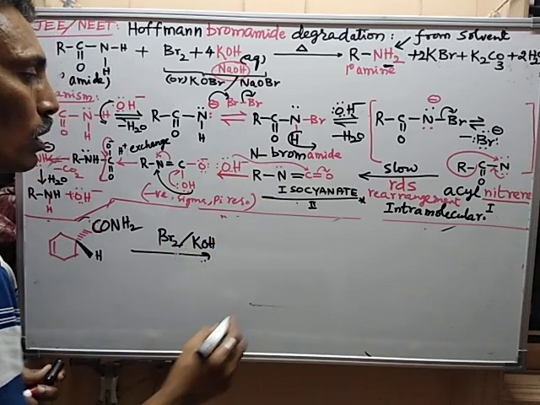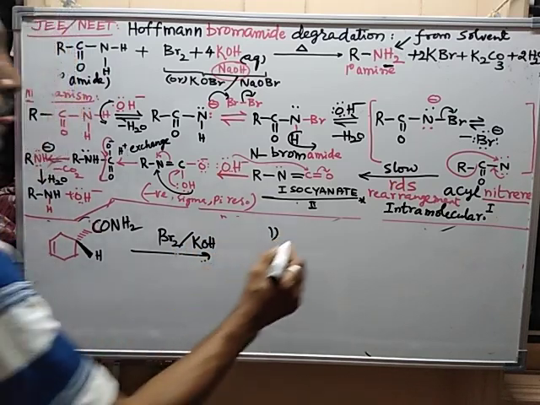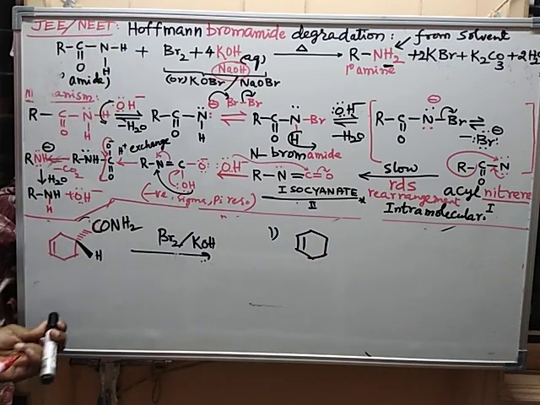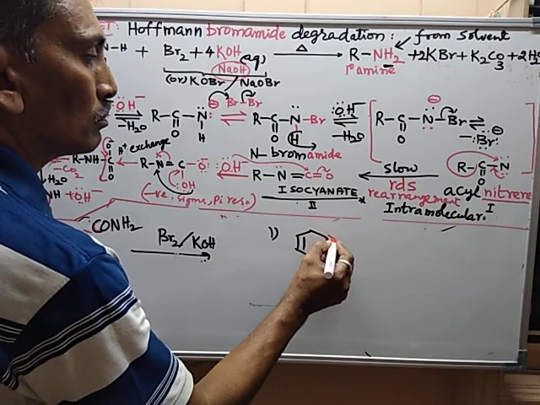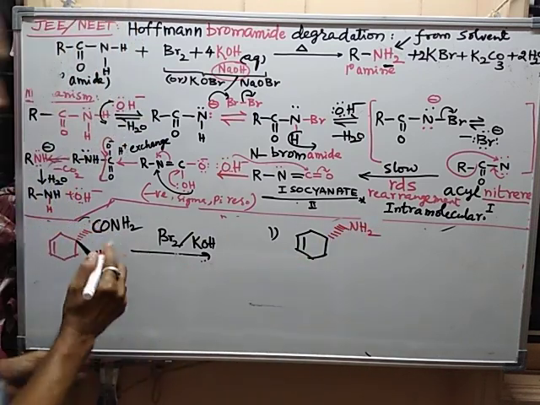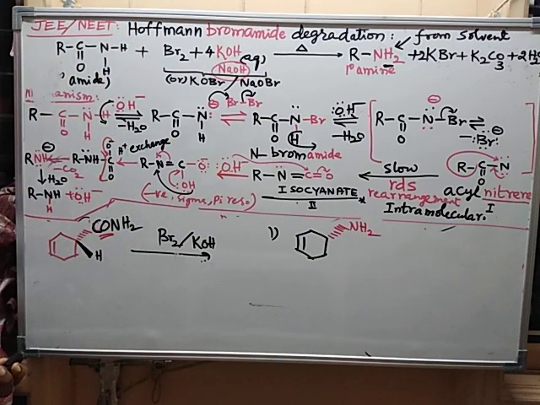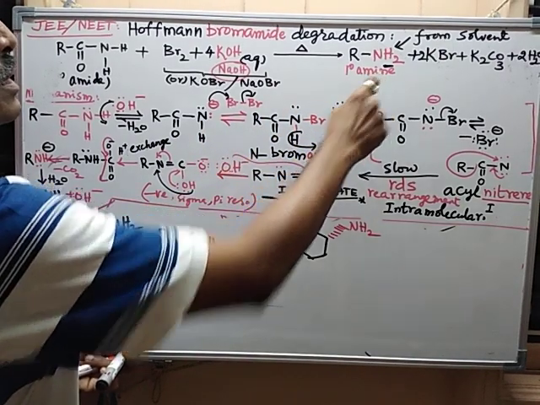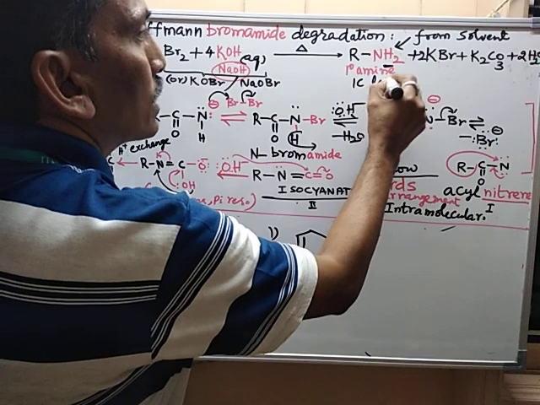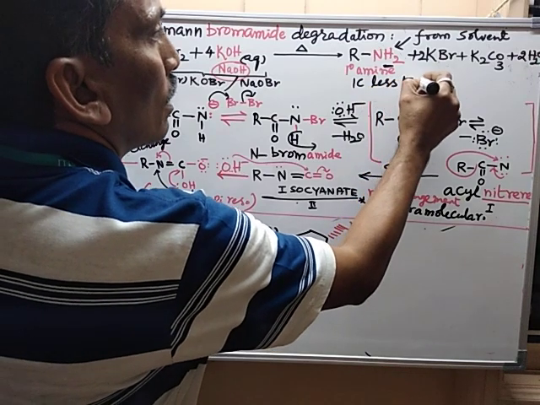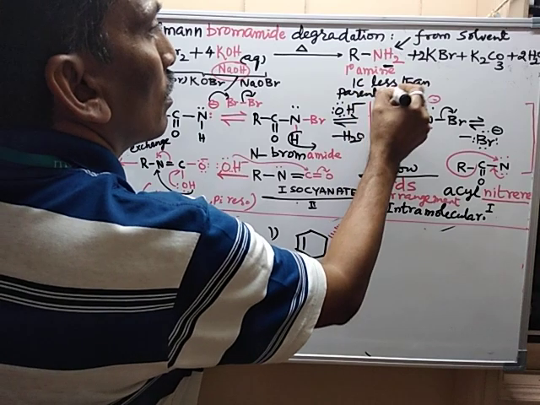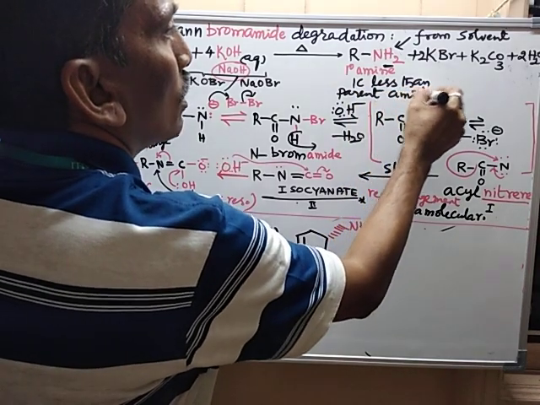I shall give you two options. Option 1, this is a cyclohexene ring with an NH2. Why? Because the CO group is removed. That's why this amine which is formed has one carbon less than the parent amide. That is why it is called degradation.